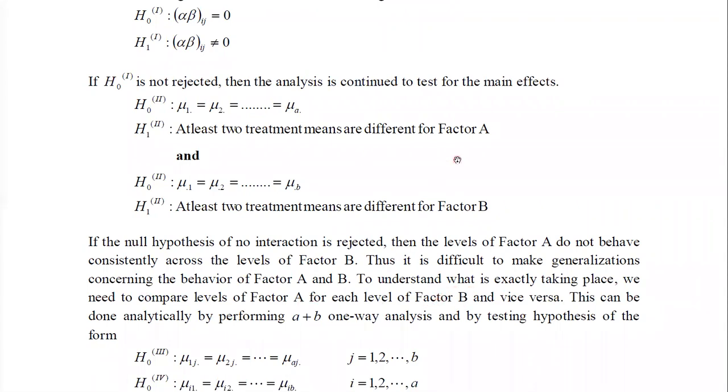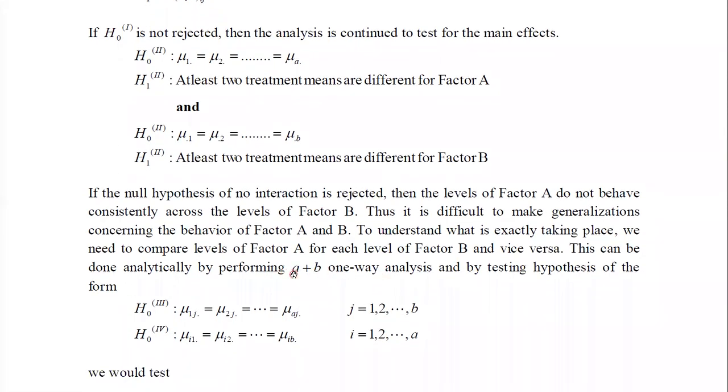It means that if we consider one level of factor A, we test it with all the levels of factor B, and vice versa also we have to test. We first select one level of factor B and then test it for all the levels of factor A. Then we have to do this procedure. Altogether we may need to use A plus B number of one-way analyses.